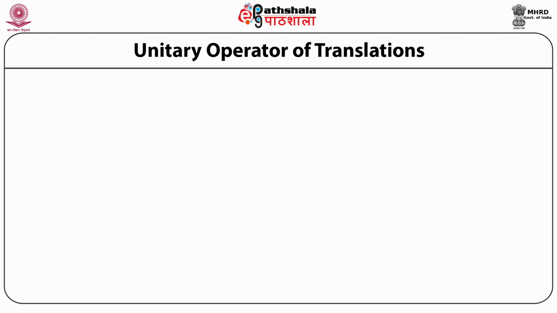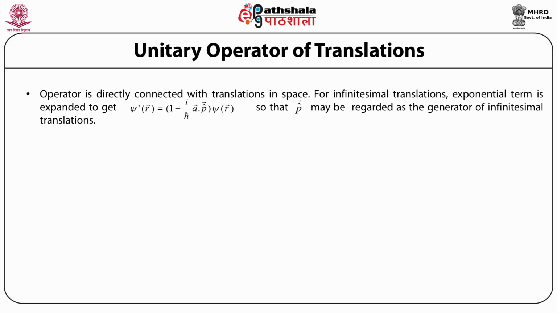Unitary operator of translations. Based on the result that we have obtained earlier for the wave function psi prime, we can see that the momentum operator is directly connected with translations in space. Thus, if we have an infinitesimal translation, the exponential term is expanded to get the wave function psi prime of r is equal to 1 minus i by h cross times vector a dot momentum operator p, this whole times the wave function psi of r. So basically what we have done is that we have expanded the exponential function and only retained the first two terms in that expansion.